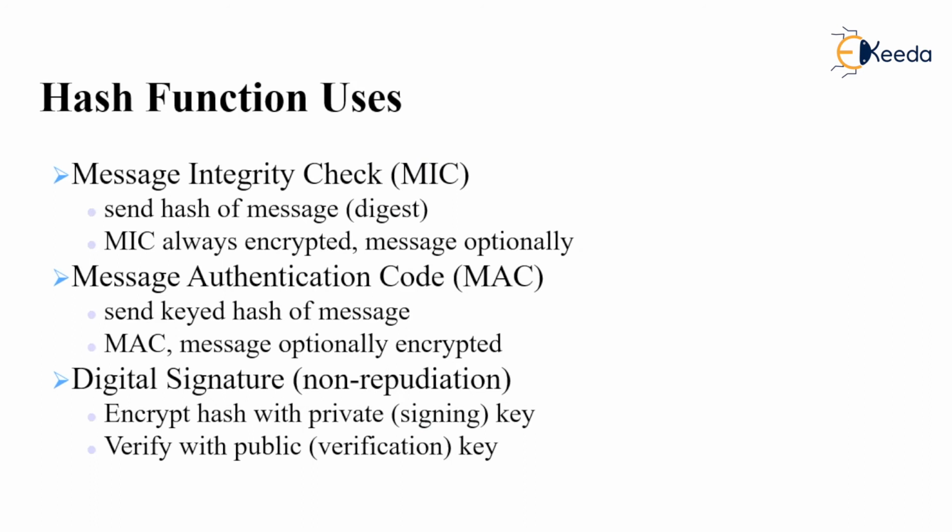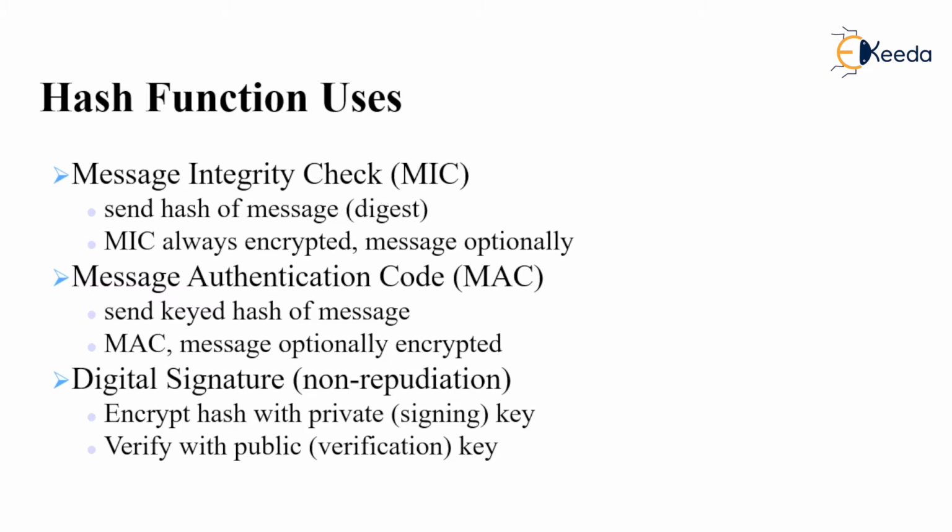So what are the different hash functions and their uses? The first one is the message integrity check, where the hash functionality checks the integrity of the message. The sender sends the hash of the message, which can also be considered as the digest. That means whatever hash we are computing should be properly transferred over the network and properly received at the receiver's end so that the receiver can then compare it. In the message integrity check, the message encryption is optional.